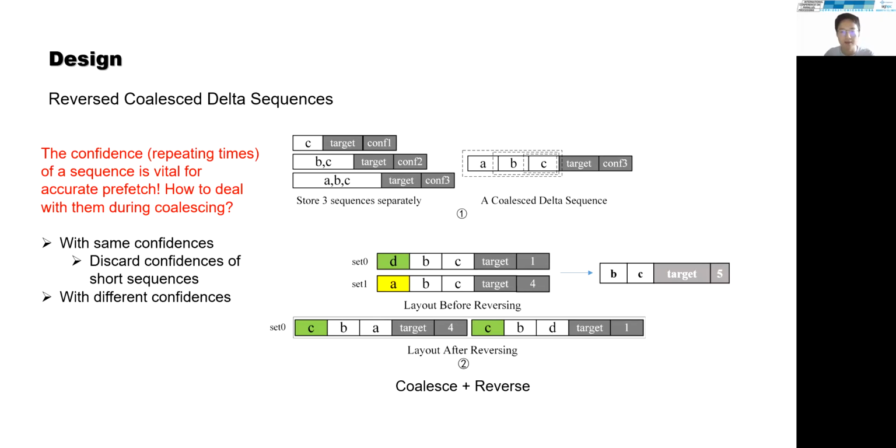On the one hand, if the short sequence always reoccurs in the same sequence, its confidence is simply the same as the sequence containing it.